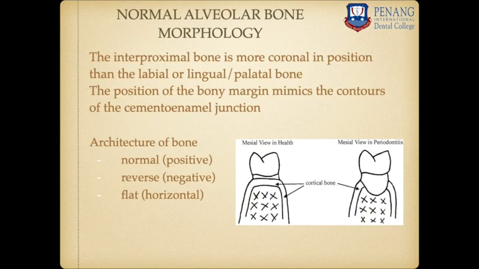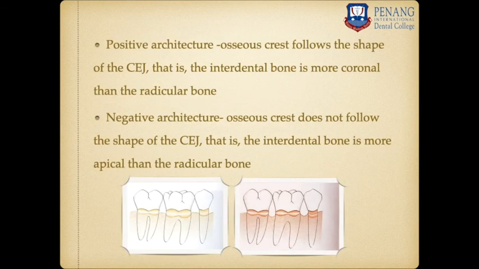Normally in health, the bony contour mimics the cemento-enamel junction contour. So there is a contour where the cemento-enamel junction runs apically on the facial and lingual aspect and more coronally on the interproximal region. So the interproximal bone is more coronal compared to the facial and lingual palatal bone. That is the normal bony architecture, or a positive architecture.